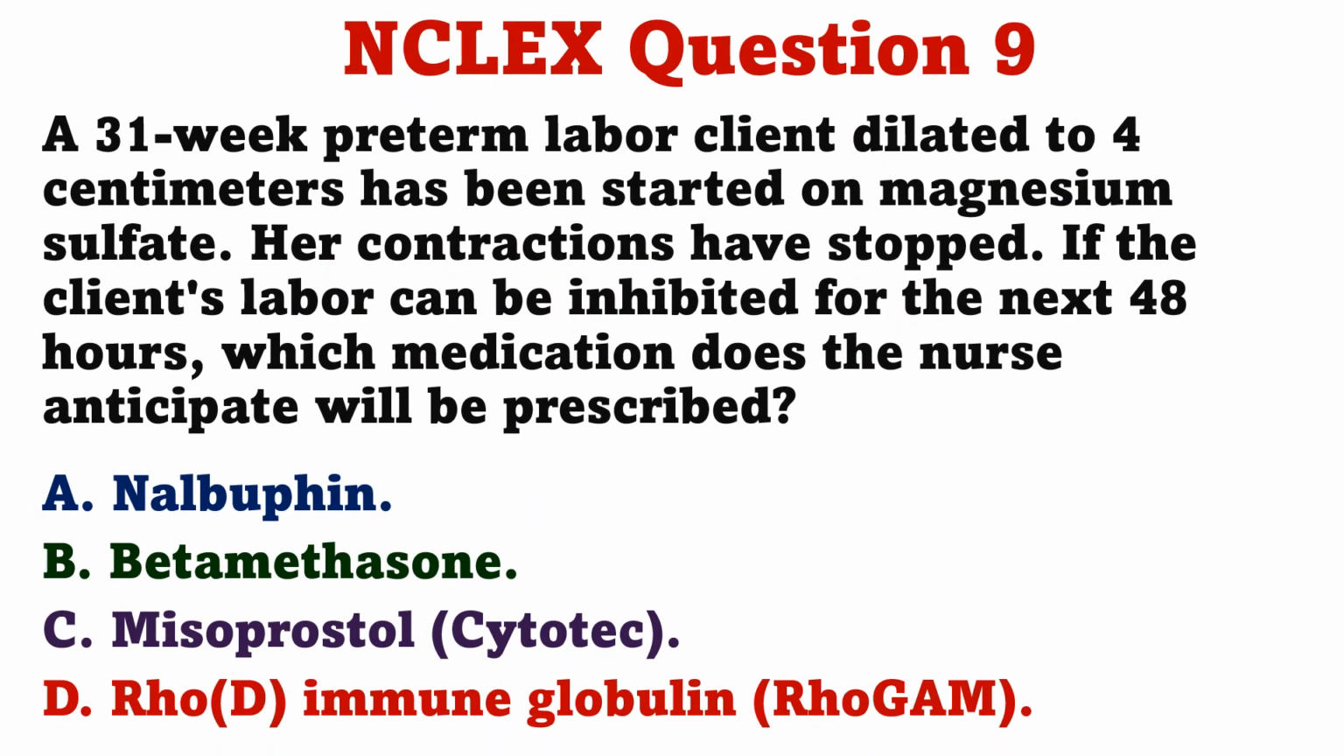Question 9. A 31-week preterm labor client, dilated to 4 centimeters, has been started on magnesium sulfate. Her contractions have stopped. If the client's labor can be inhibited for the next 48 hours, which medication does the nurse anticipate will be prescribed? A. Nalbuphine. B. Betamethasone. C. Misoprostol. D. Rho immunoglobulin.